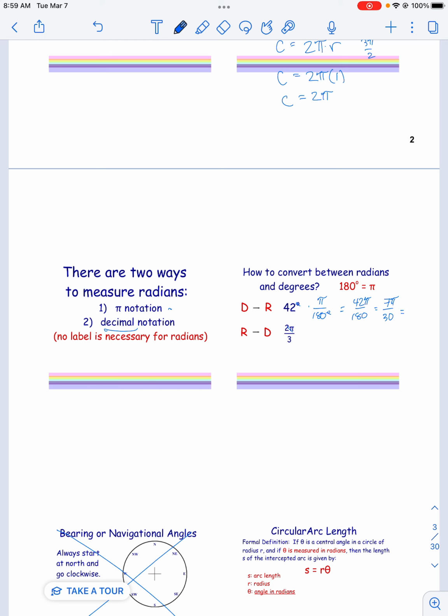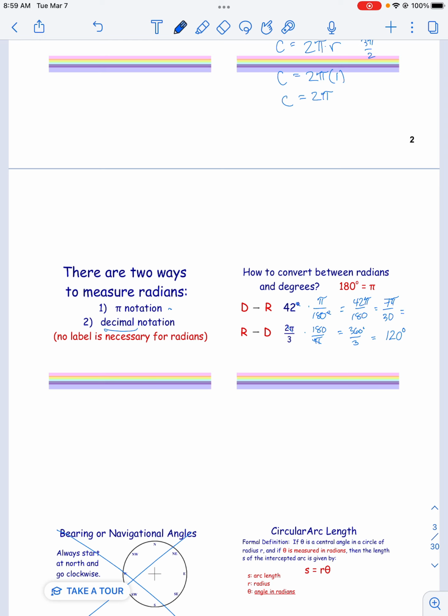Now, to go the other way, from radians to degrees, you want the radians to cancel. The radians are in the numerator here, so you're going to multiply by that same fraction, but flipped over. You're going to multiply by 180 over pi. Again, that's a fraction that's equal to 1. The pi's will cancel, and what you're left with is 360 divided by 3 degrees, and that's going to equal 120 degrees.